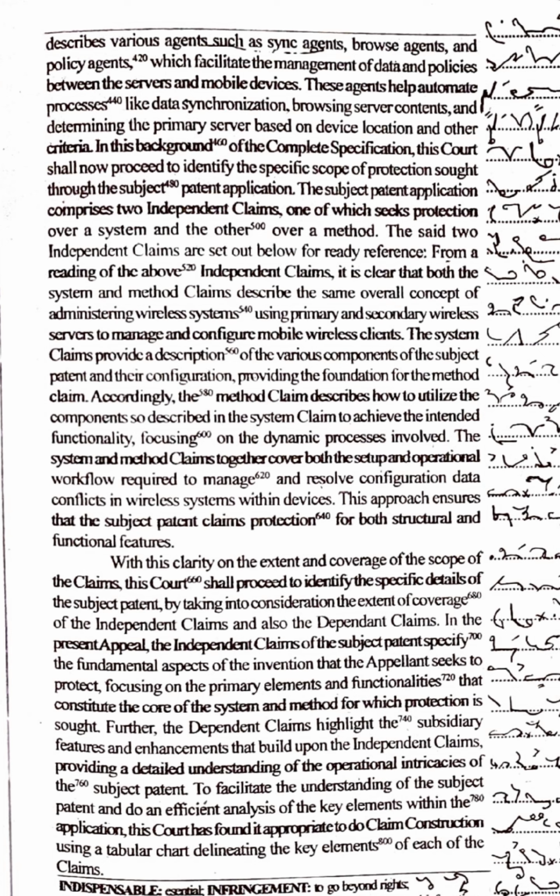Further, the dependent claims highlight the subsidiary features and enhancements that build upon the independent claims, providing a detailed understanding of the operational intricacies of the subject patent. To facilitate the understanding of the subject patent and do an efficient analysis of the key elements within the application, this court has found it appropriate to do claim construction using a tabular chart delineating the key elements of each of the claims.